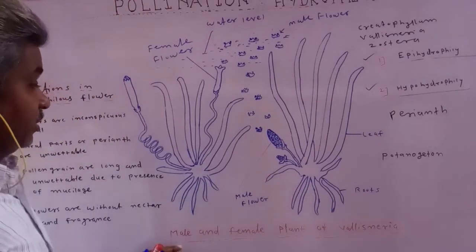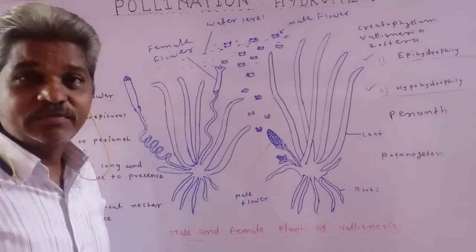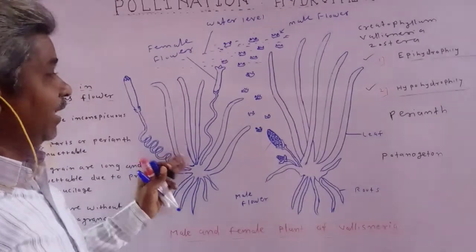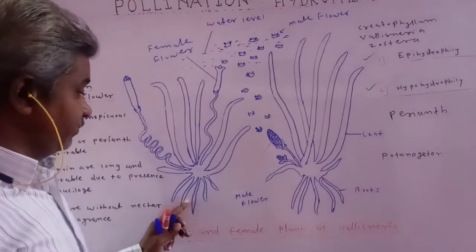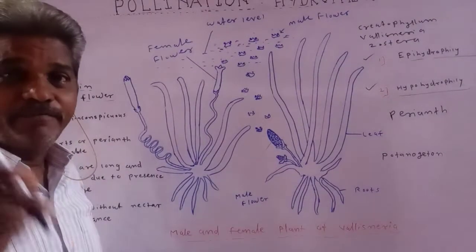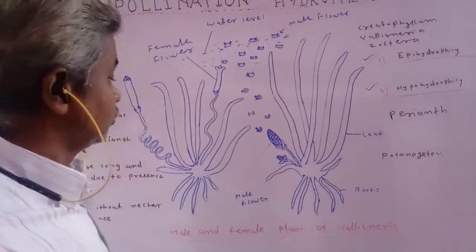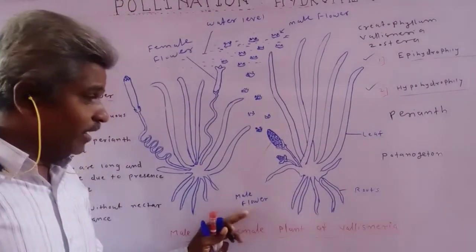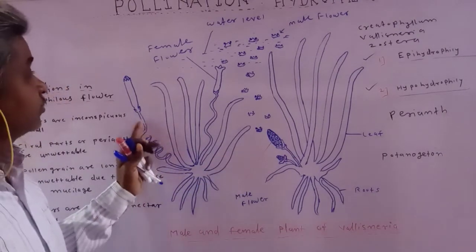the Vallisneria plant. Vallisneria is an aquatic dioecious plant. What do you mean by dioecious? The male plant and female plant are separate. When male and female plants are separate, such a condition is called dioecious. So the male plant produces male flowers and the female plant produces female flowers.